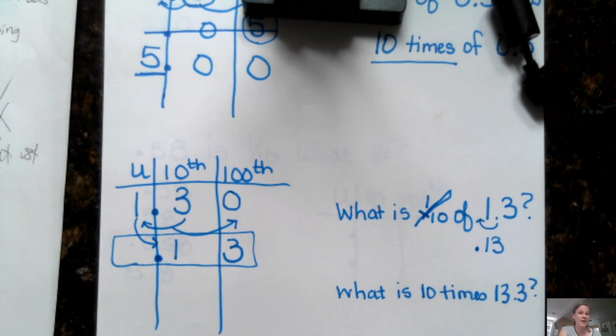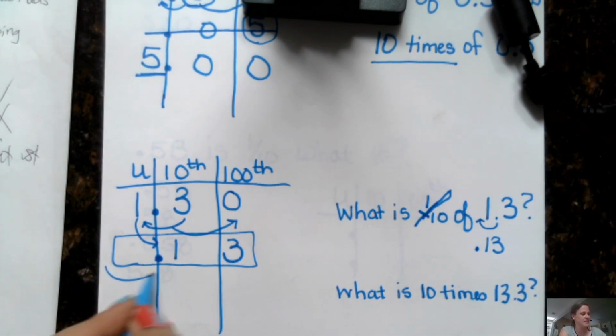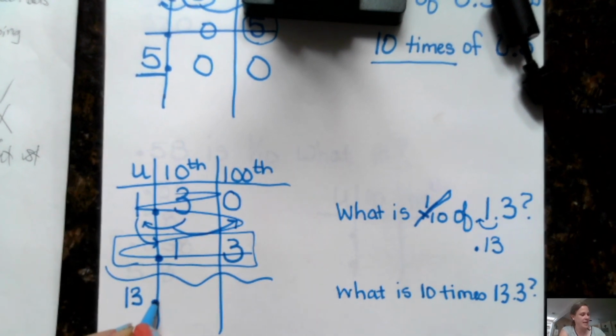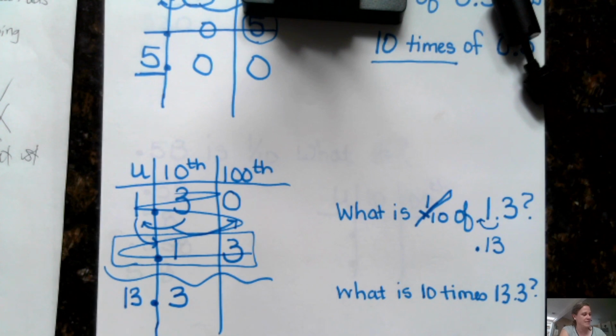Okay, let's look at the last one on this page, and then we're gonna do some word problems that are really confusing. What is 10 times 13 3/10? Okay, so let's ignore this. We're gonna do 13 3/10. Now we're gonna do 10 times that. So am I gonna shift everything to the left or shift everything to the right? Yeah, the left is gonna make it bigger, so I need to move this 3 here.